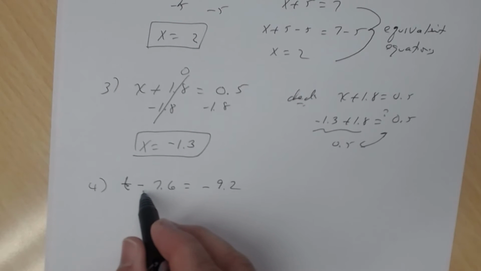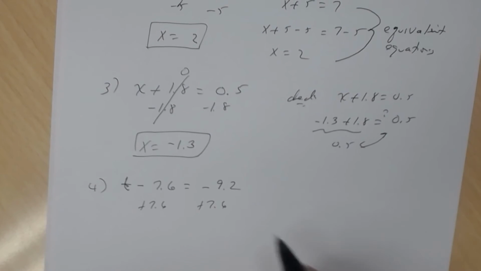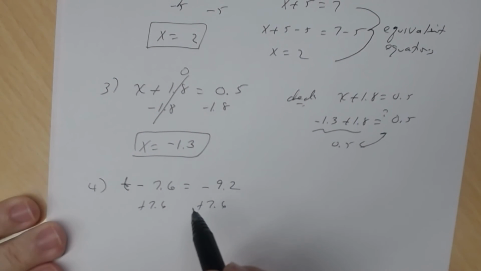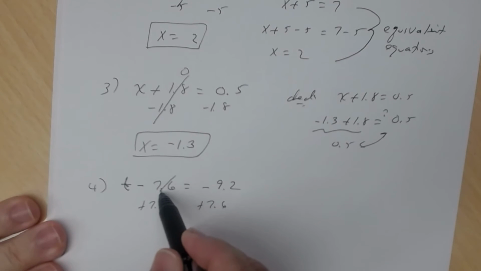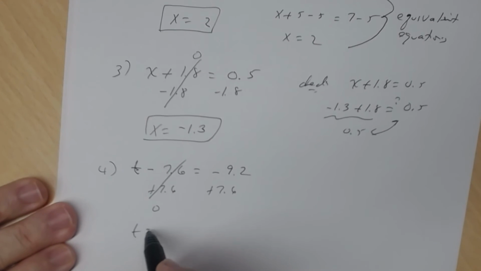Okay, so right now I'm subtracting 7.6. The opposite of subtracting 7.6 is to add 7.6. I'm going to add 7.6 to both sides. And then combine like terms. So these are opposites, so when I add them up, I get 0. And I'm left with just t right here, equal.